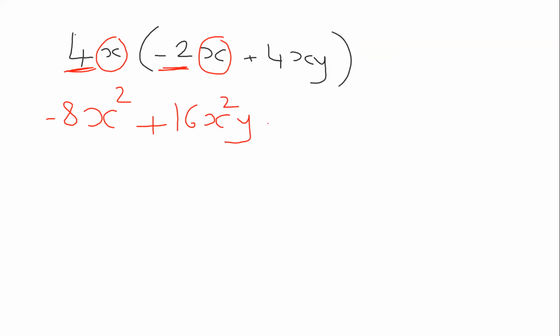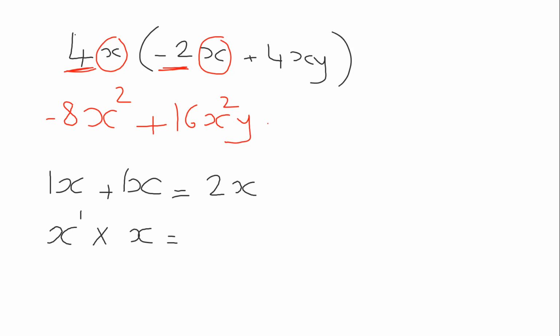So let me spot on something. If you are adding x plus x, this means 1x plus 1x. 1 plus 1 is 2. And since you are adding, the variable will be kept as it is. So x plus x is 2x. On the other side, if you are multiplying x times x, this means that this is x to the power 1 times x to the power 1, which gives x to the power of 2.